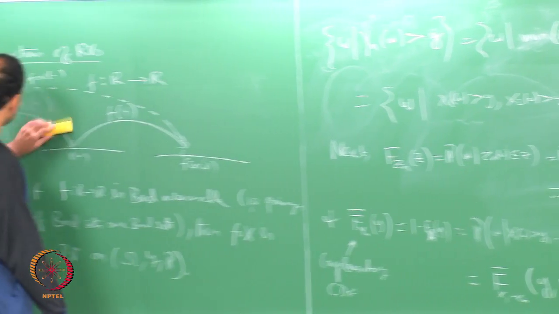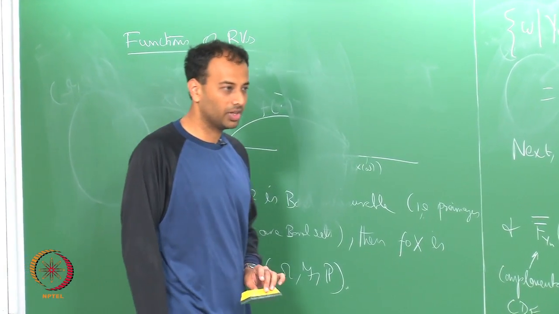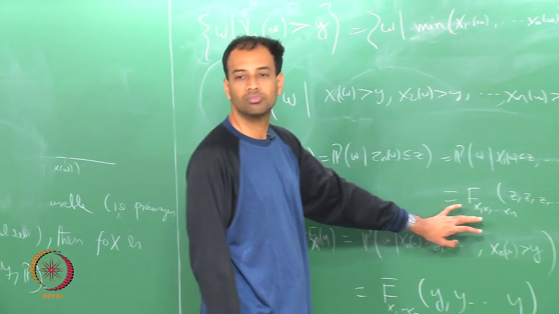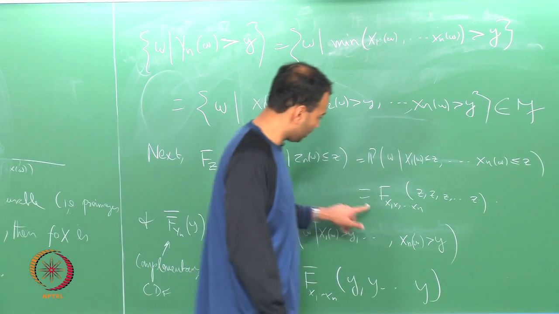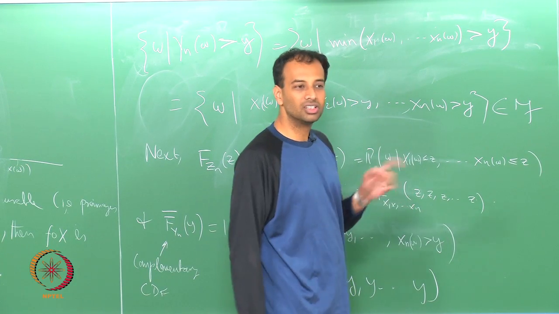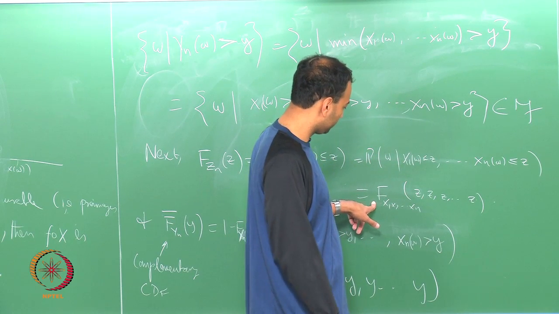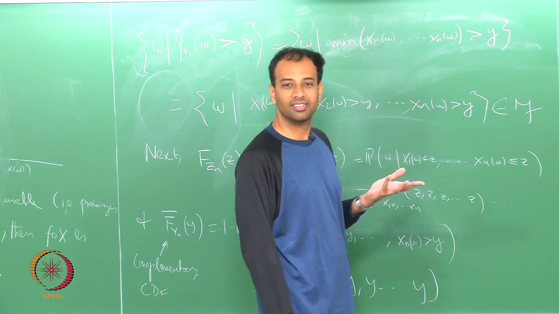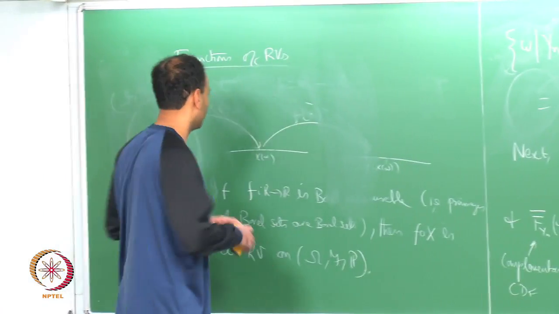However, if you consider the special case where the x_i's are independent, x_1, x_2, ..., x_n are independent, then all these formulas will simplify. So, in particular, for the maximum, what would you get? You have the joint CDF evaluated at z, z, z, but the joint CDF will factorize, product out, correct. So this will become F_X of z to the power n. So here again you will have the CDF to the nth power.